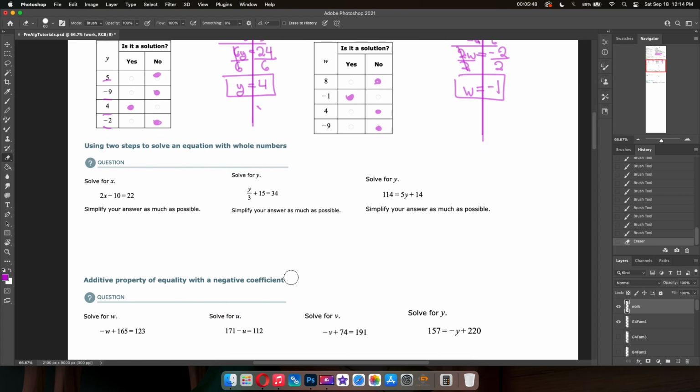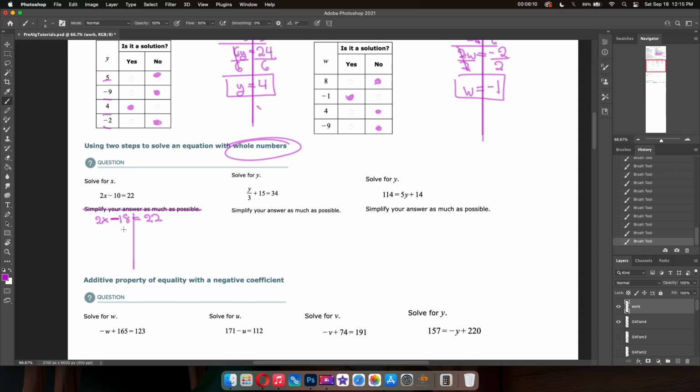Next, using 2 steps to solve an equation with whole numbers. So again, we're easing our way in. We're giving you guys the comfortable numbers first before we start screwing with your brains. So very quickly, I'm going to rewrite this because I like to simplify your answer as much as possible, and I regret making that in my screen grab. 22. I'm going to draw my vertical line down. So I start with my addition and subtraction.